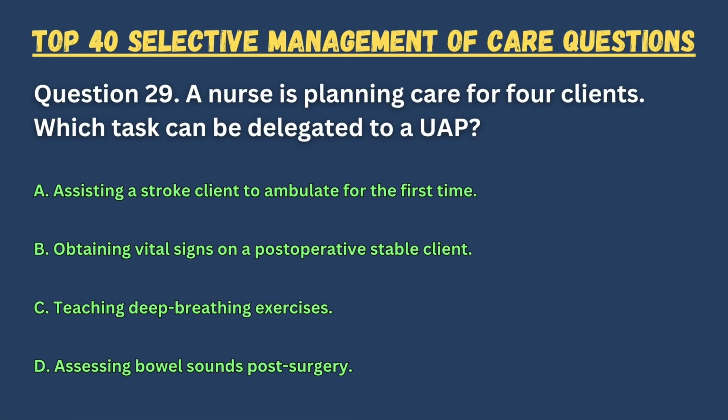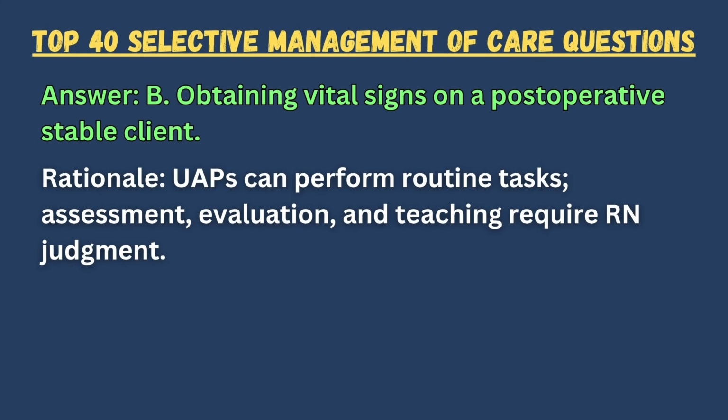Question 29. A nurse is planning care for 4 clients. Which task can be delegated to a UAP? A. Assisting a stroke client to ambulate for the first time. B. Obtaining vital signs on a postoperative stable client. C. Teaching deep breathing exercises. D. Assessing bowel sounds post-surgery. Answer. B. Obtaining vital signs on a postoperative stable client. Rationale. UAPs can perform routine tasks. Assessment, evaluation, and teaching require RN judgment.